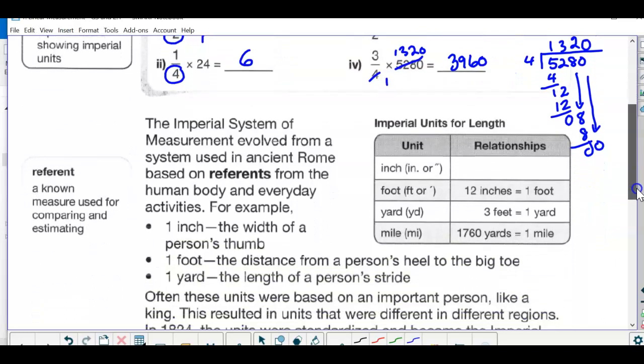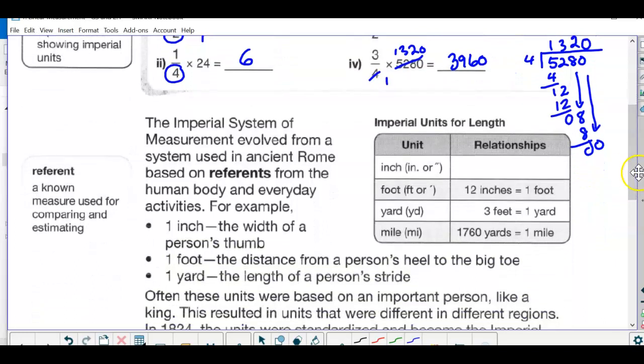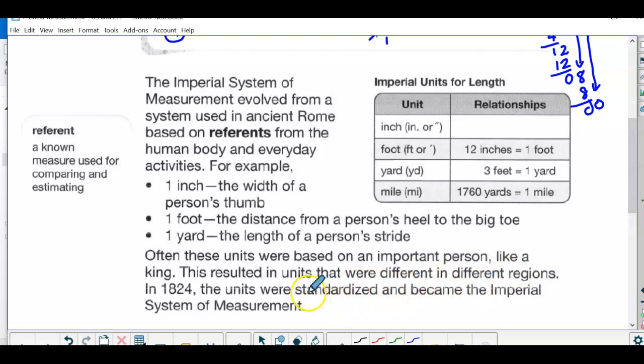Let's talk about imperial unit of measure. You've learned about this before in elementary school and junior high. It really came from way back when they had to have some way of measuring that was common, and so people decided to say that 1 inch was the width of a person's thumb, and they kind of made it in terms of an important person, a king, because kings were ruling everything back then, and that's kind of where the word imperial comes from.